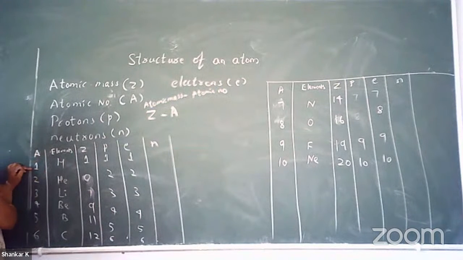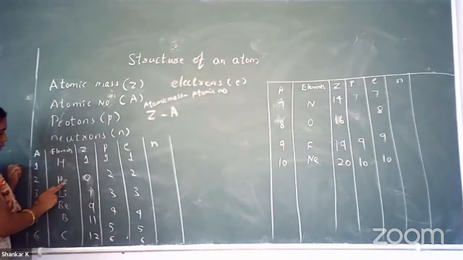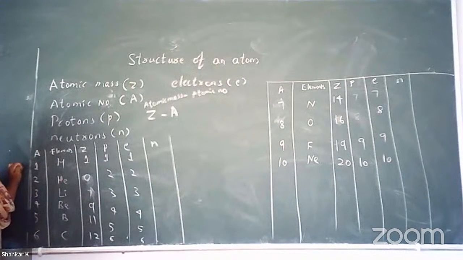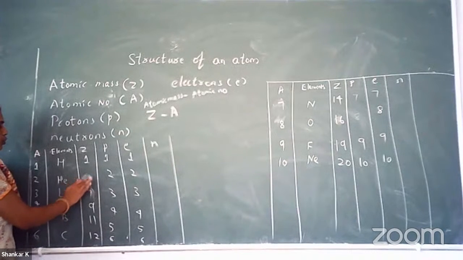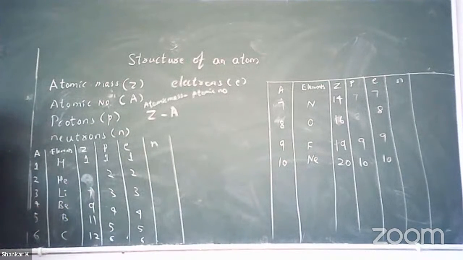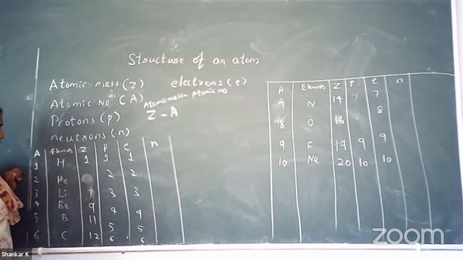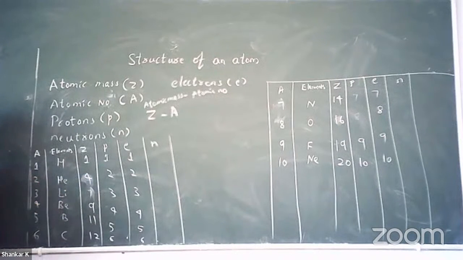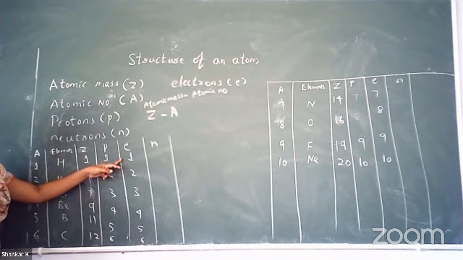Tell me, is the helium atomic mass 2 or 4, students? Is it 2 or 4? Tell me, helium. 4. So the atomic number of helium is 2, the mass is 4. Okay. Then you come here, what do you have to do, students?